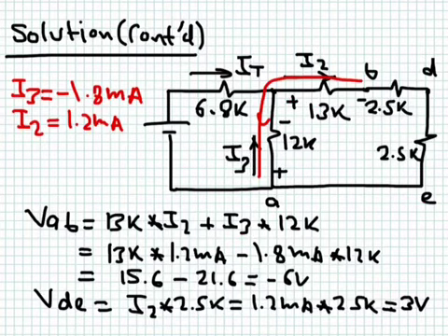Okay, so you calculate this term here, this will give you 15.6 volts. You calculate this one, this will give you minus 21.6 volts. The net result is minus 6 volts.